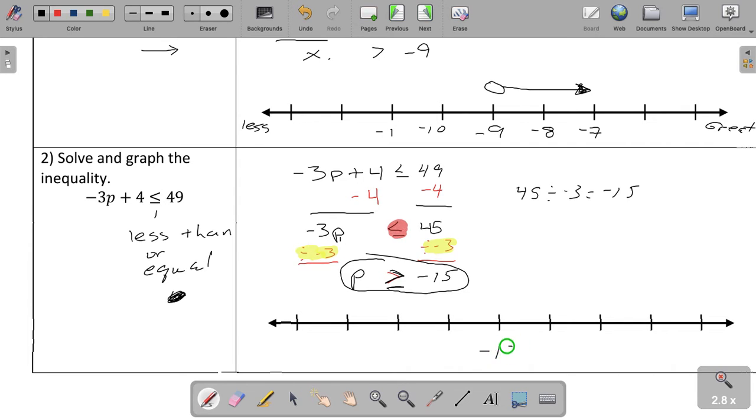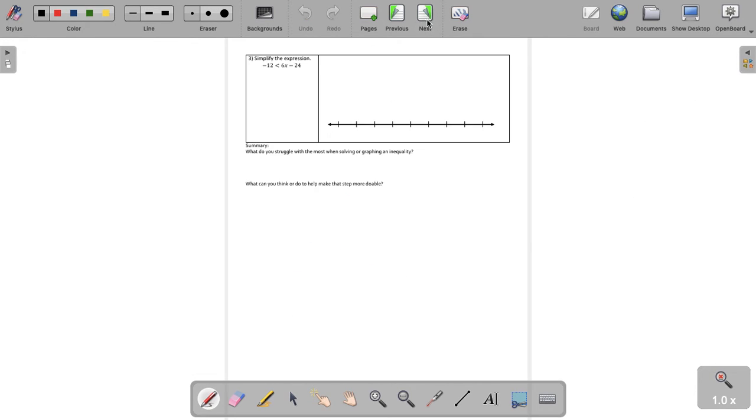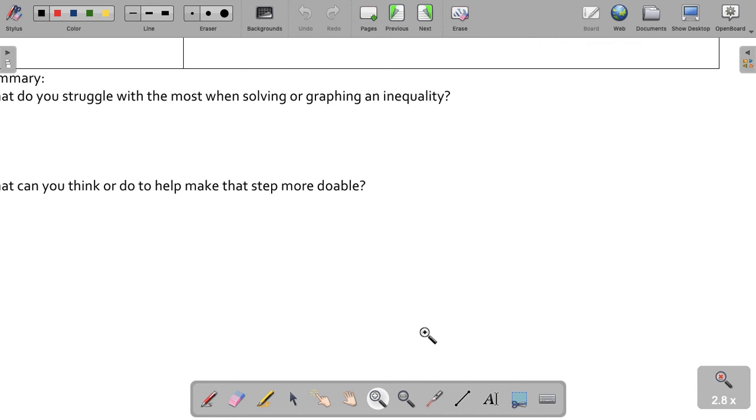So let's put a couple numbers on here. That would be negative 15, negative 14, negative 13, negative 16, and negative 17. Greater than or equal to, and greater is always to the right. So again, we're going to draw our arrow to the right. Okay, so let's turn to the next page. There it is. Let's make it a little bit bigger.